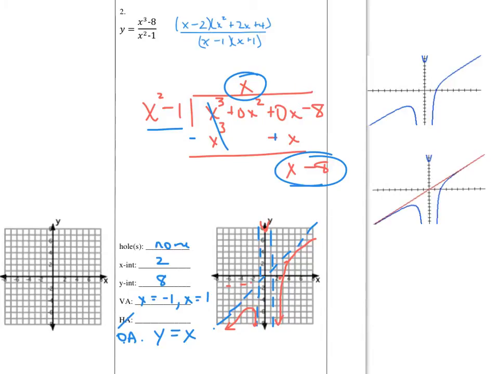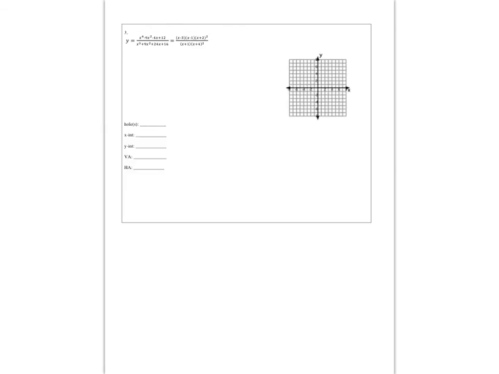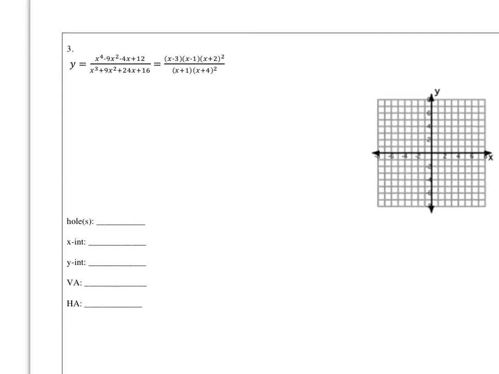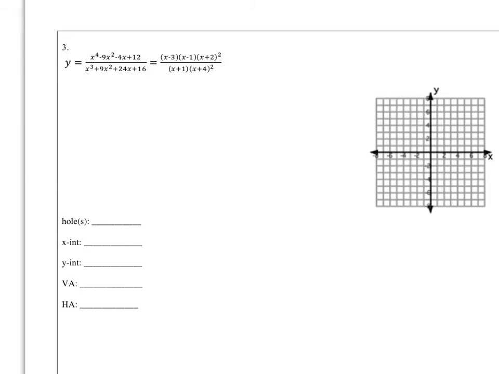All right, let's go ahead and look at our third example. If we take a look at our third example, I have it written here in standard form as well as written in factored form. So we can see right off the bat that we're not going to have any holes.